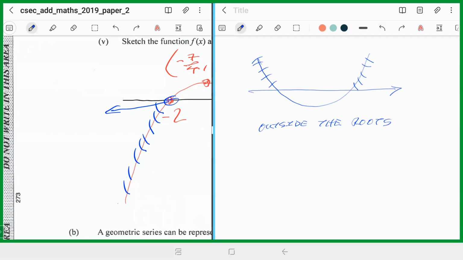And it's always x less than the smaller root and greater than the larger root. So the roots are R1 and R2, R1 being the smaller one and R2 being the larger one. If it's outside the two roots, then it's x less than the smaller root, union, or instead of union, you can say or, x greater than the larger root.